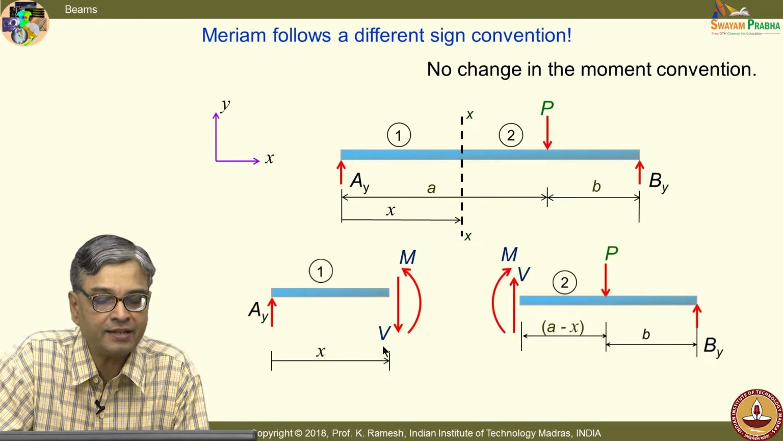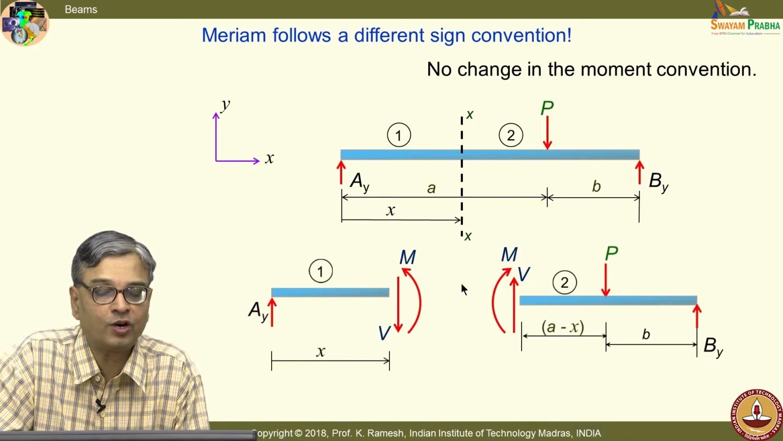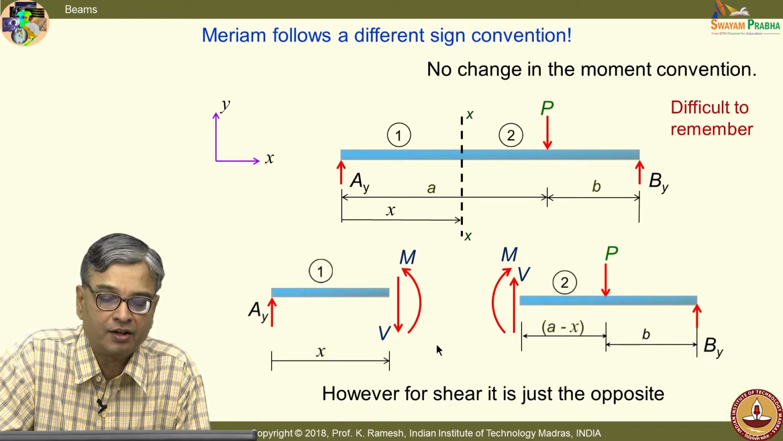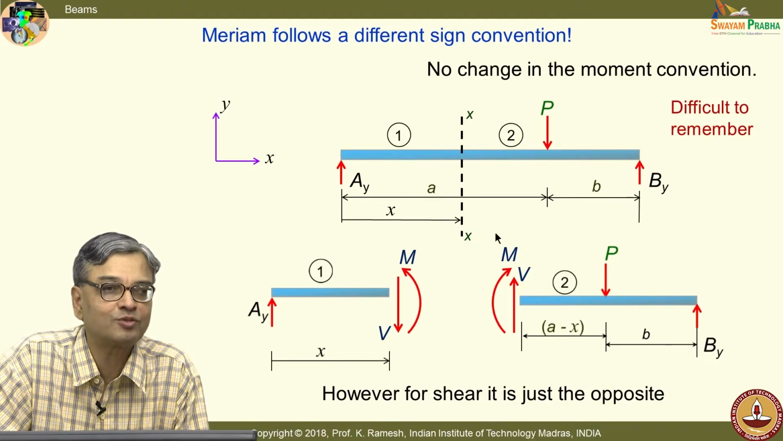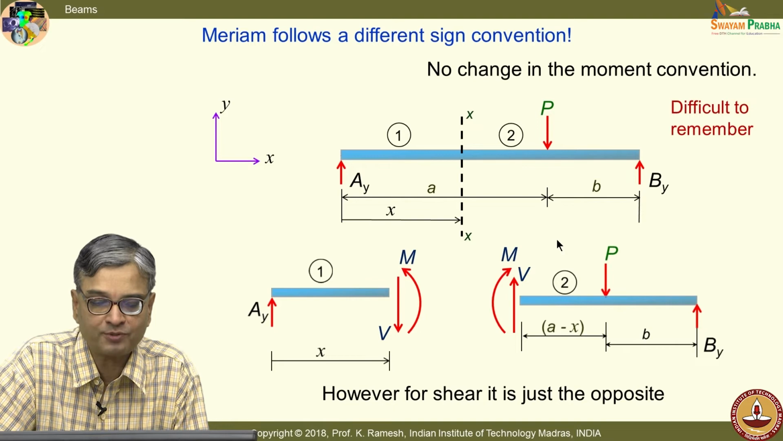We would also evaluate the forces based on this convention and find out what is the difference. There is no change in the moment convention. For shear, it is just the opposite. It is also interesting to note, it is difficult to remember because you have a contradiction. One is positive, one is negative, and the higher level of studies people follow what I have shown. But since we have adopted Merriam, I should solve problems using the Merriam sign convention.